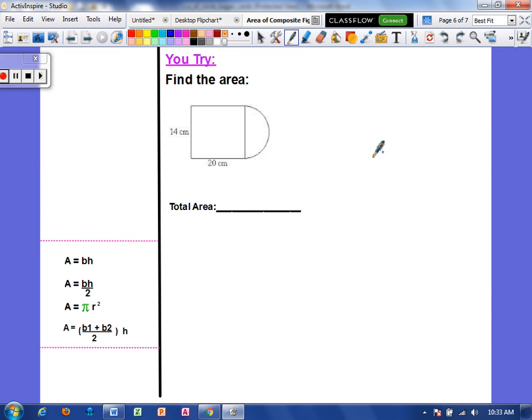All right, now it's time for you to try. Find the area of this composite figure and make sure you show all your work in your notes. Answer the question on EduCanon and bring your notes with you on the next class day.